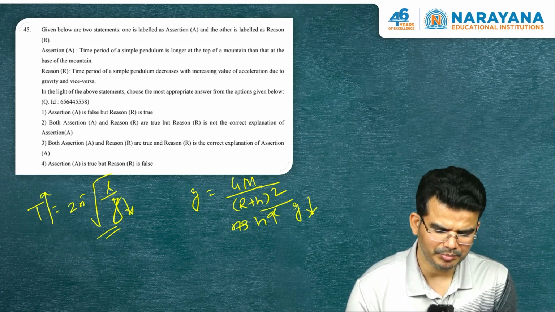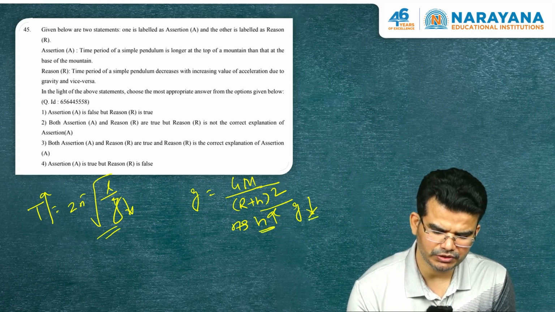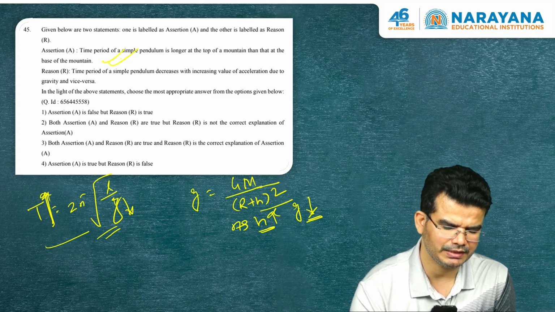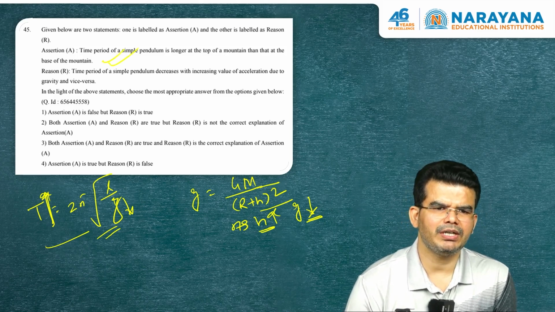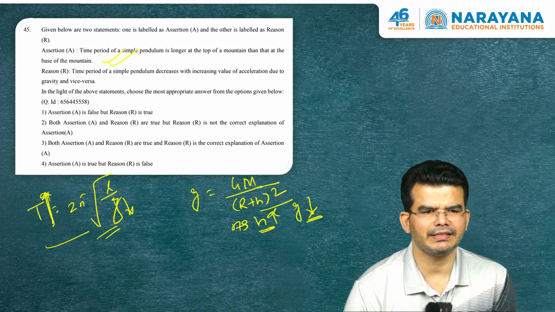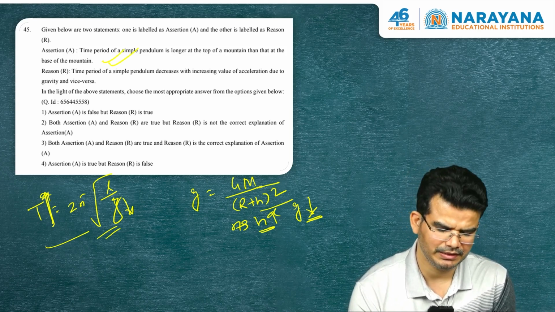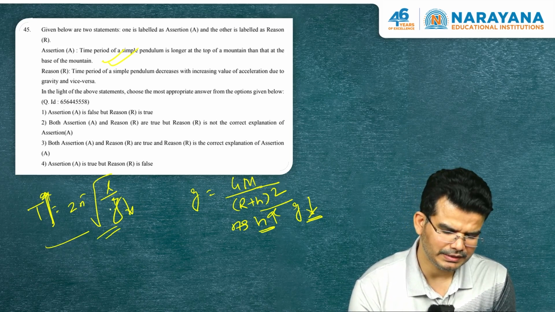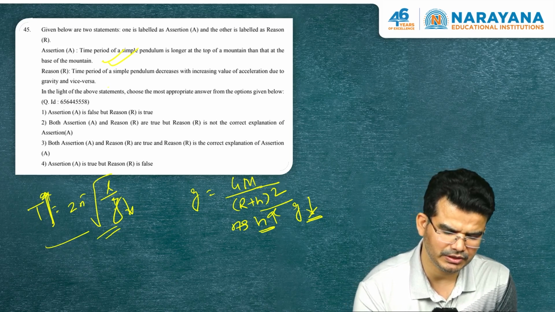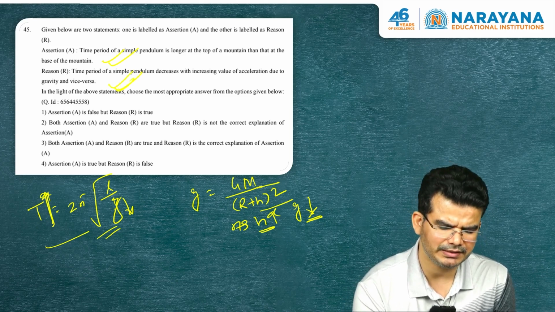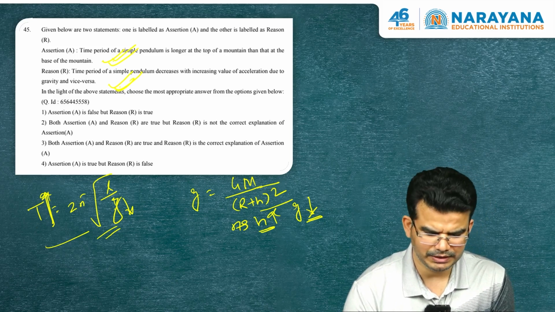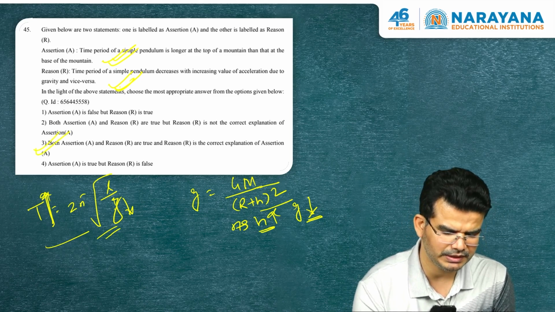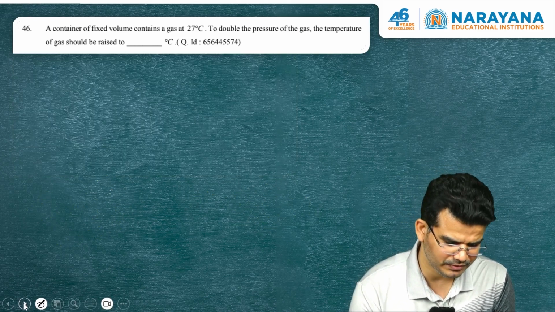At the peak of the mountain, height will be more, so g will be less and time period will be more. So, I think the first statement is correct. What is the second statement? Time period of simple pendulum decreases with increasing value of acceleration due to gravity and vice versa. If g value increases, then time period will decrease and vice versa. So, this is also a correct statement, and this is the explanation of the first. Both statements are correct and the correct explanation is also there. So, option number 3 is the correct answer. Okay, fine. Moving to next one.